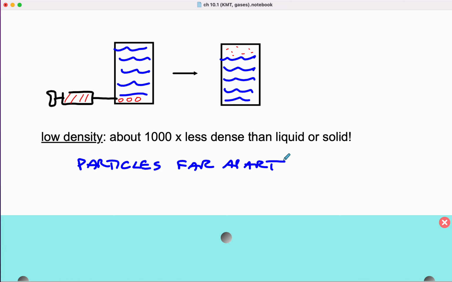Which means that for a given mass of gas, the volume is going to be very large. And because density is mass over volume, if the volume is large, the density is going to be very low.